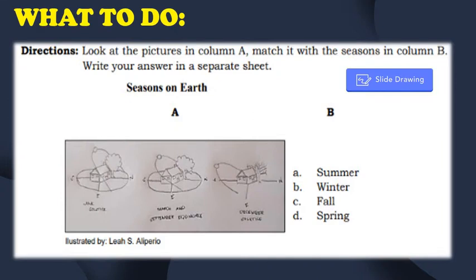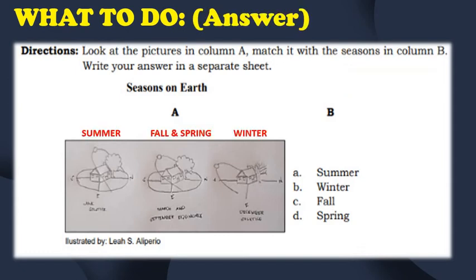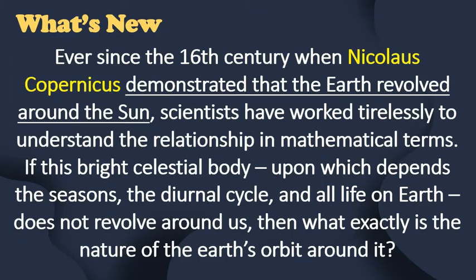There we go. What to do? Look at the pictures in column A, match it with the seasons in column B. So you may write your answer in this portion. Okay, let's reveal. For the first picture, we have summer. Second picture, that is fall and spring. Last picture is winter.